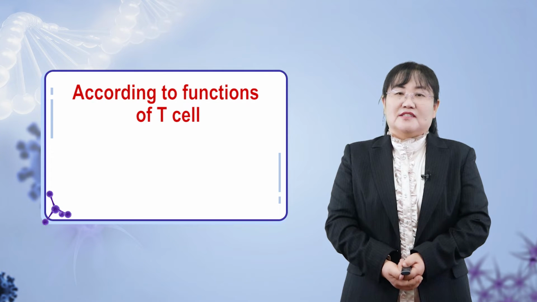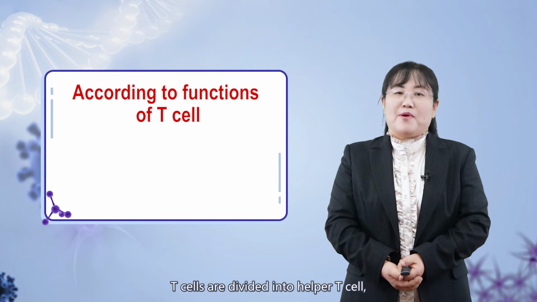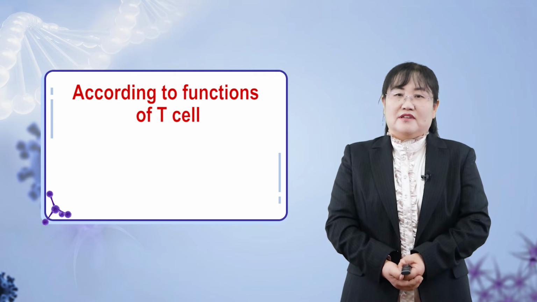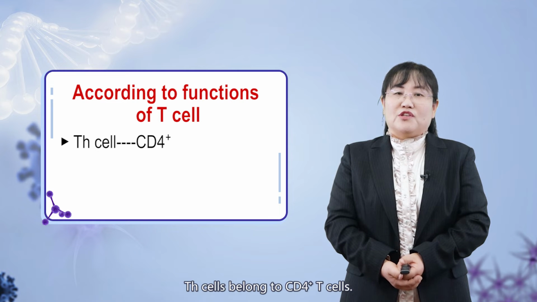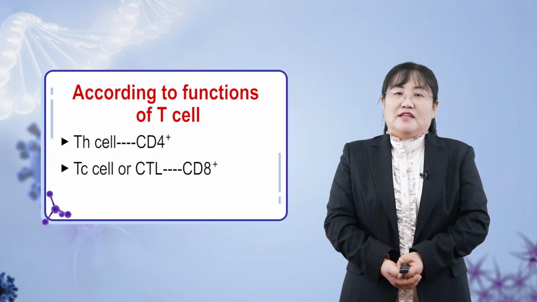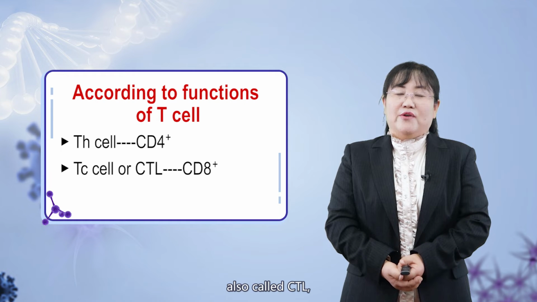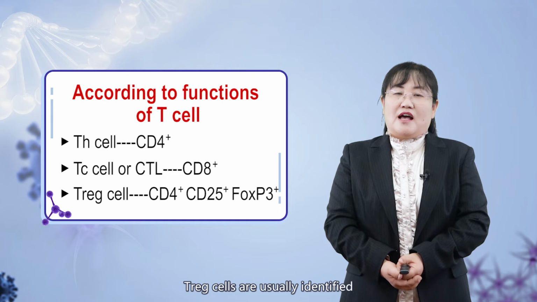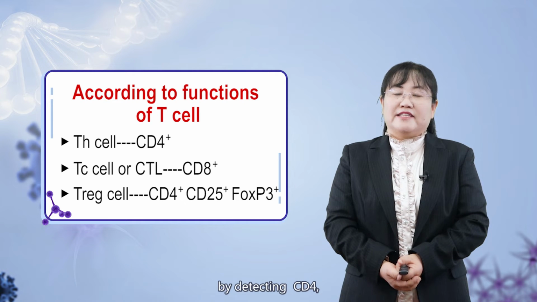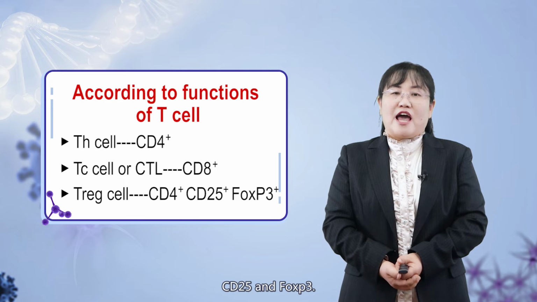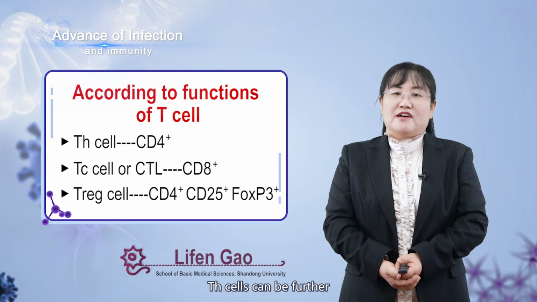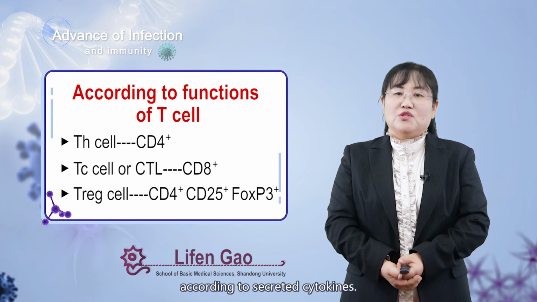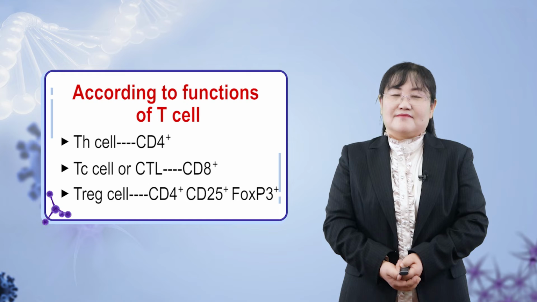According to functions, T cells are divided into helper T cell, cytotoxic T cell, and regulatory T cell. Th cells belong to CD4 positive T cells. Tc cells, also called CTL, belong to CD8 positive T cells. Treg cells are usually identified by detecting CD4, CD25, and FOXP3. Th cells can be further divided into several subsets according to secreted cytokines.